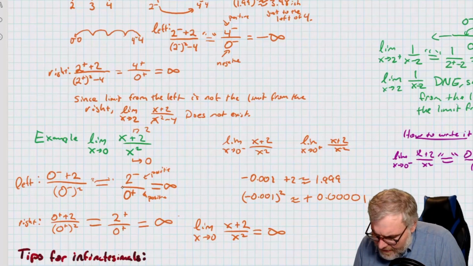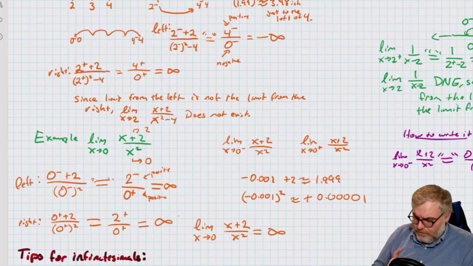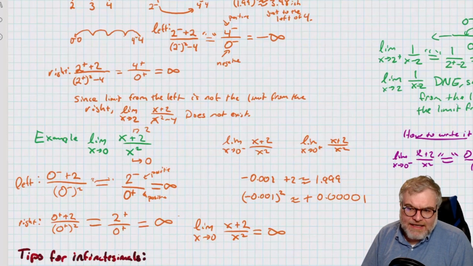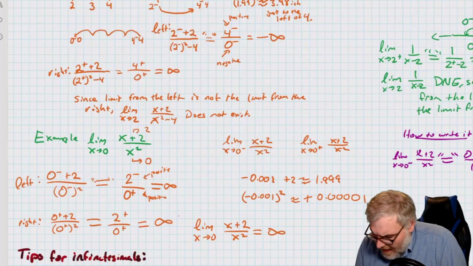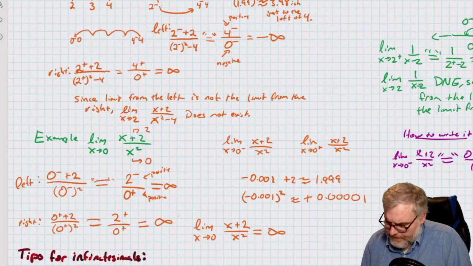So this right here is going to be 2 left over 0 right. And remember that 2 left is a positive number. You can think of it as 1.9999999. That is positive. Likewise, I've got here 2 right over 0 plus. Again, I get positive infinity. So here the limit does exist and I get infinity in both directions.